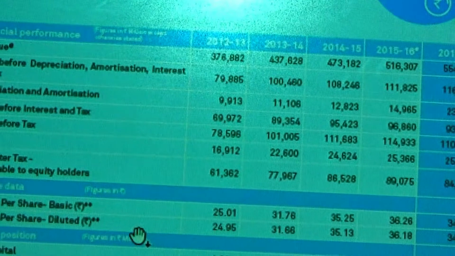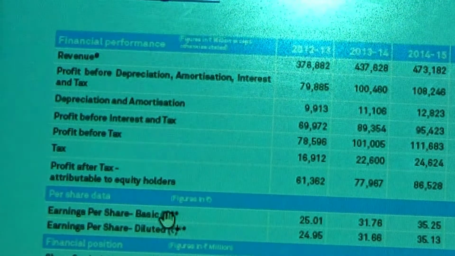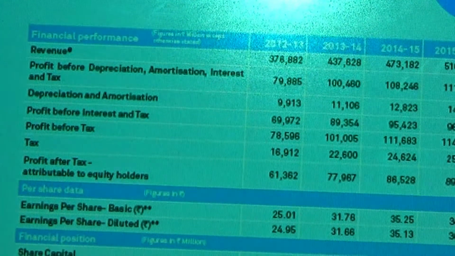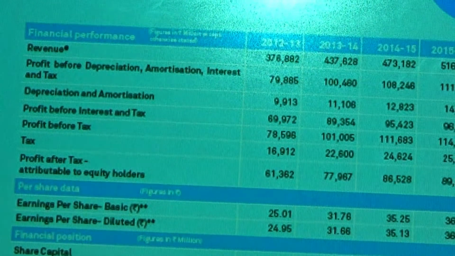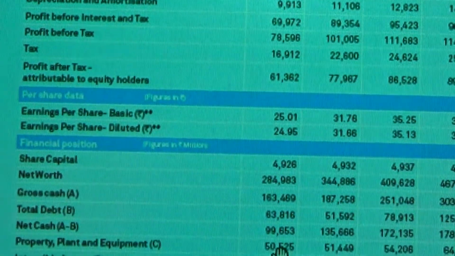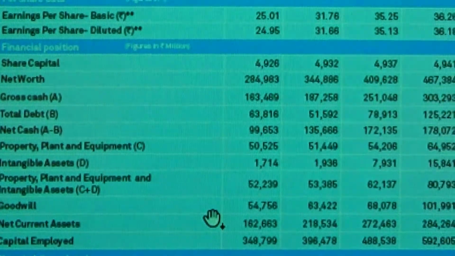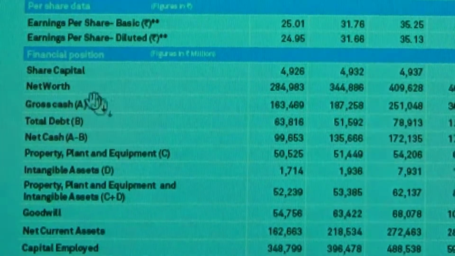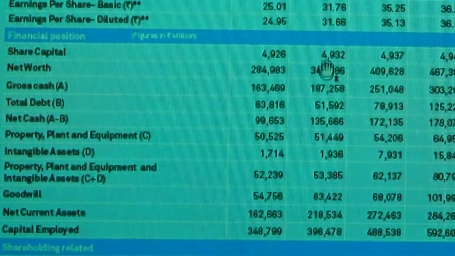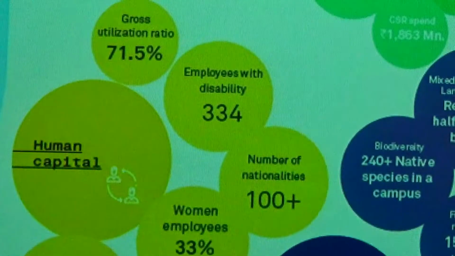The company tries to show the earnings per share over the past 5 years of performance, the share capital, net worth, the debt, total debt of the company, net cash, property, plant, the fixed assets the company has, and goodwill. So all kinds of fixed assets and liabilities are shown in a brief way. Key performance highlights have been given over here that we can see later in the balance sheet when we analyze that.